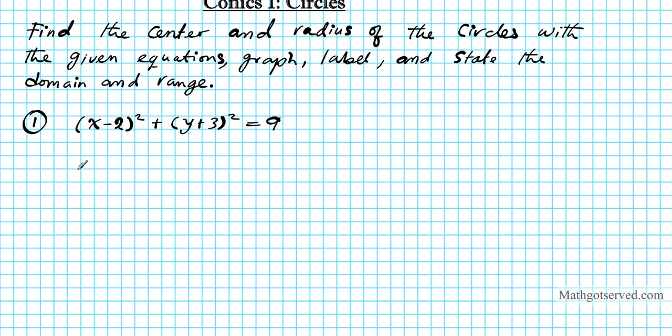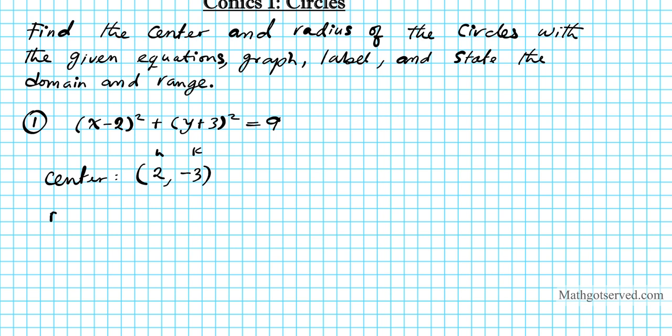To find the center, we know the center is (h, k), right? So to find the center, we take the opposite of the number next to the x. The opposite of -2 is 2. And then the opposite of the number next to the y, the opposite of +3 is -3. So there goes your center. Remember, this is h and this is k.